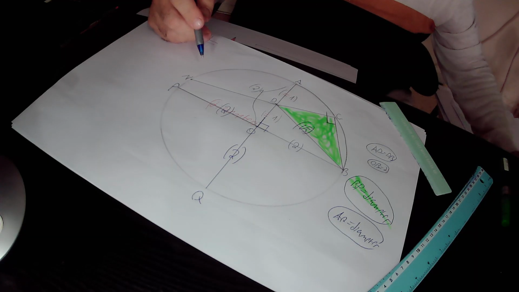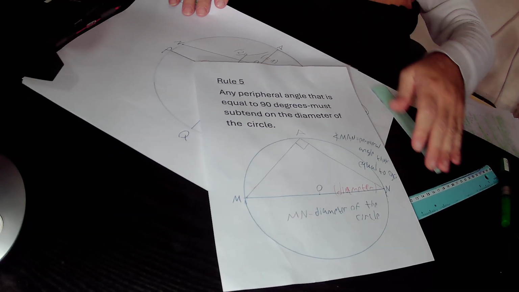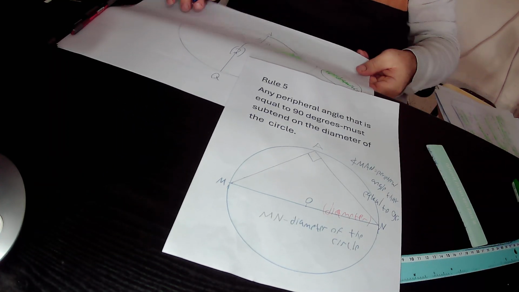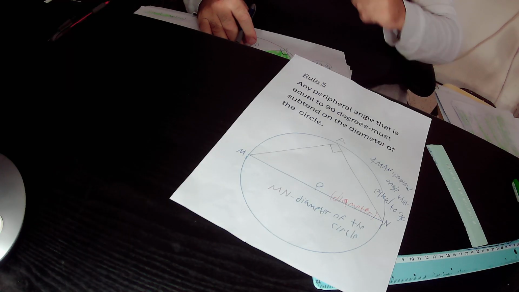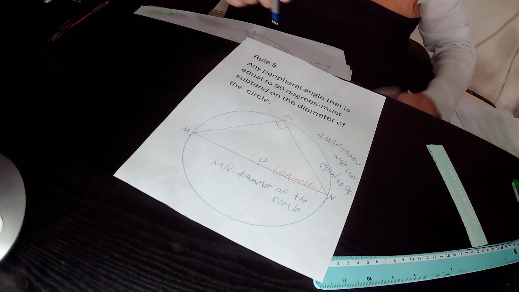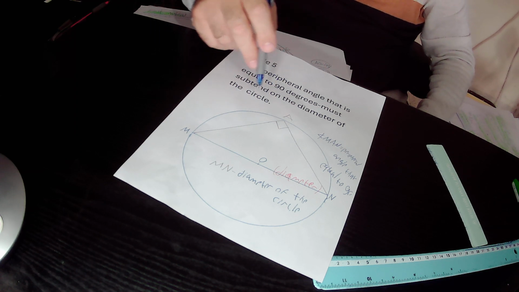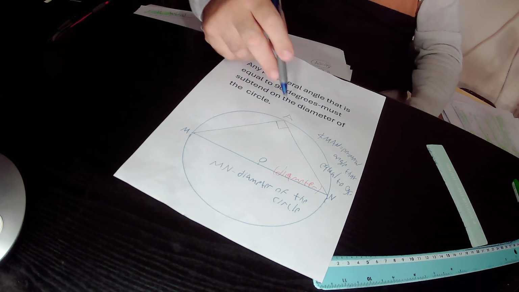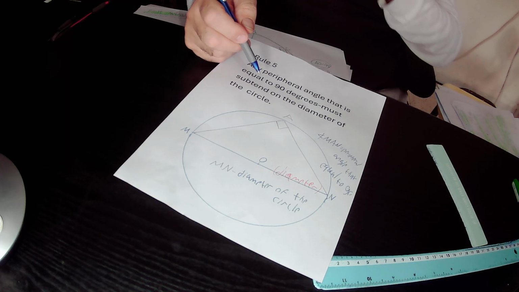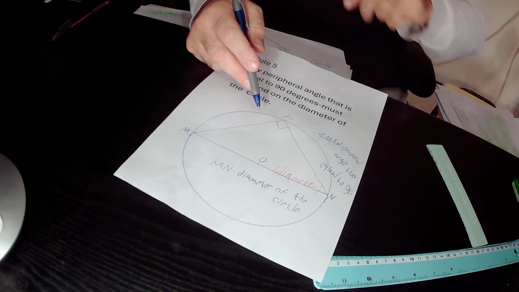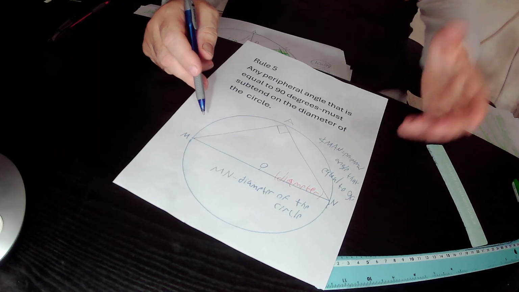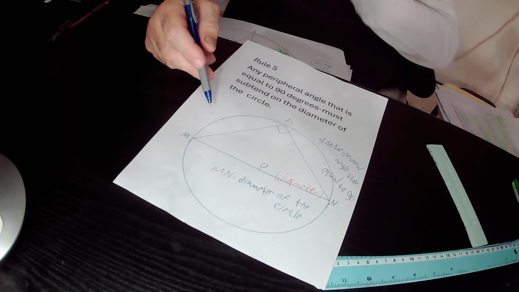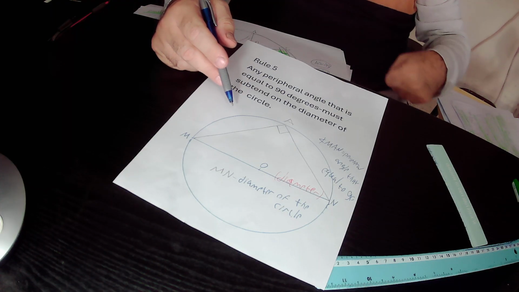I repeat quickly rule 5. According to rule 5, any peripheral angle that is equal to 90 degrees must subtend the diameter of the circle. In the drawing, we have a circle. This is peripheral angle MAN that is equal to 90 degrees. And therefore, according to rule 5, peripheral angle MAN must subtend the diameter of the circle. And indeed, peripheral angle MAN subtends chord MN, which is the diameter of the circle.